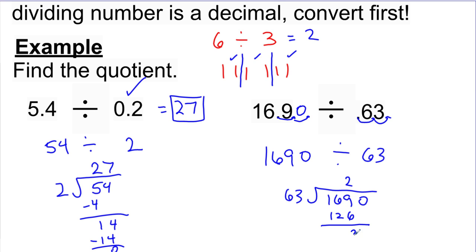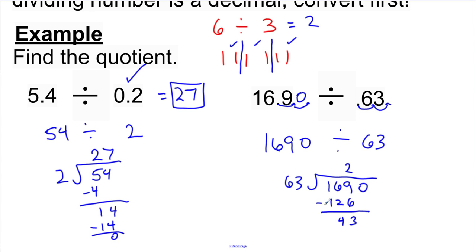9 minus 6 is 3. Okay, 6 minus 2 is 4. Okay, and I end up with a remainder of 43. I'm going to bring down my 0. Okay, and so this one's going to be slightly more work. I forgot, how many times does 63 go into 430?